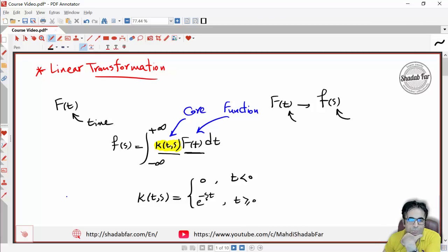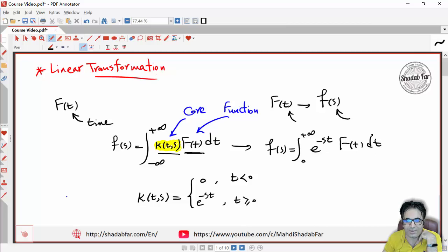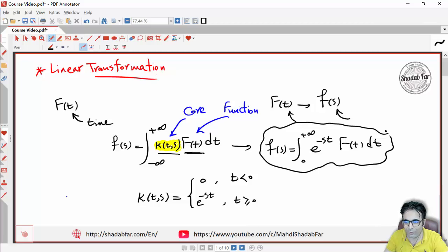So right now, if I put this kernel function into this integral, then the answer is going to be something like the integral of, we could even say 0 to plus infinity, right? So e to the minus st, and then we have our main function f(t) dt, and this is the definition of Laplace. So I can just write down here F(s). This is the main definition of Laplace that we are going to work on.